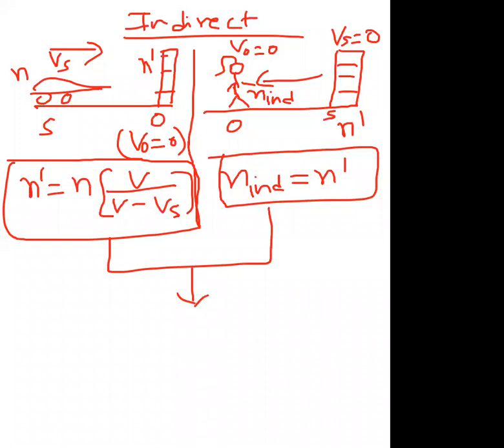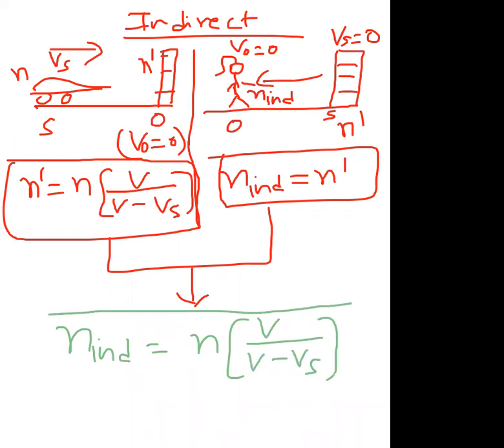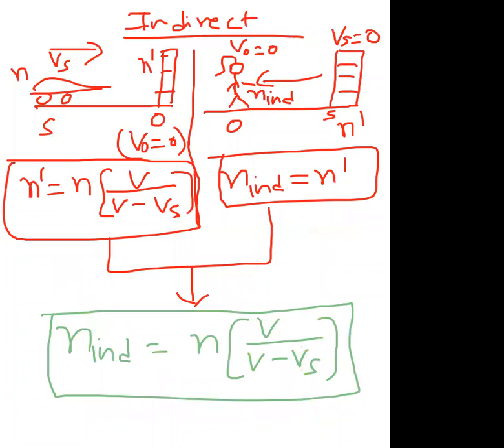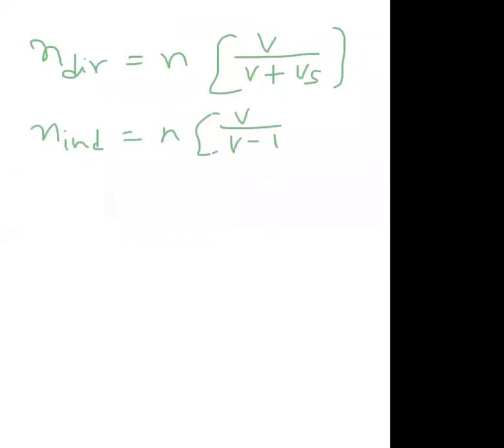From these two pieces of information, I can write N indirect is equal to N into V by V minus Vs. This is the frequency of the indirect sound. Already we observed the frequency of the direct sound. What is the frequency of the direct sound, beta? N direct is N into V by V plus Vs. So the final conclusion is N direct is equal to N into V by V plus Vs, and N indirect is N into V by V minus Vs.